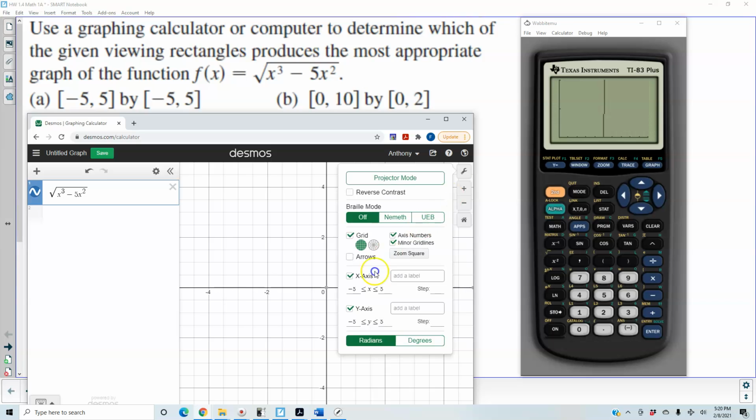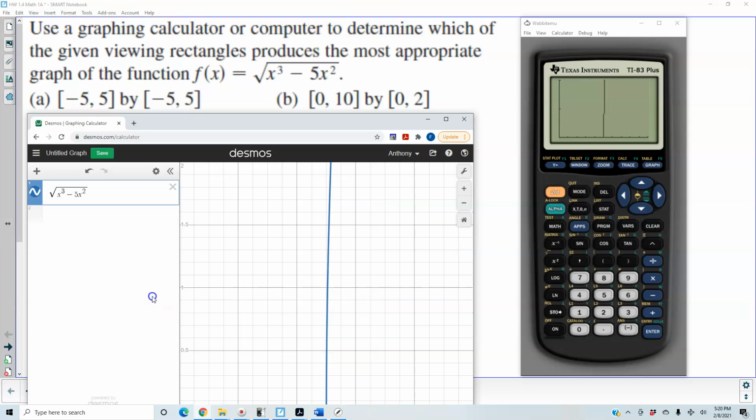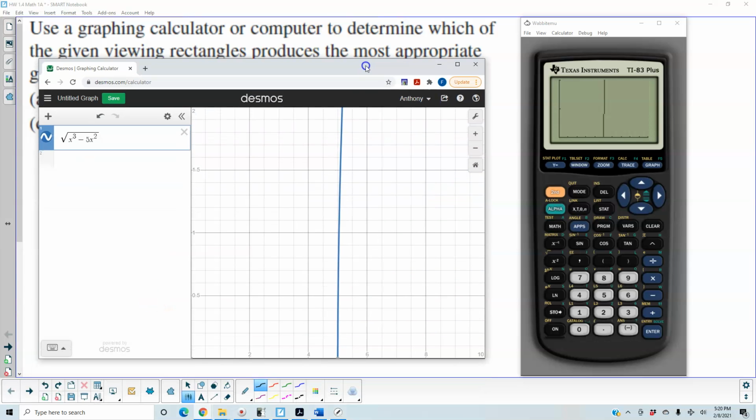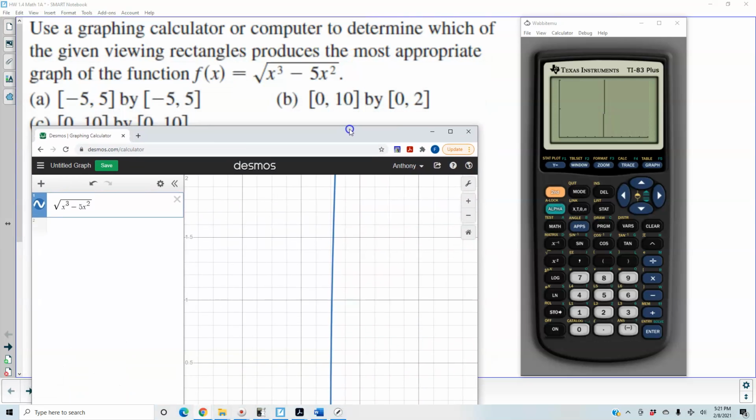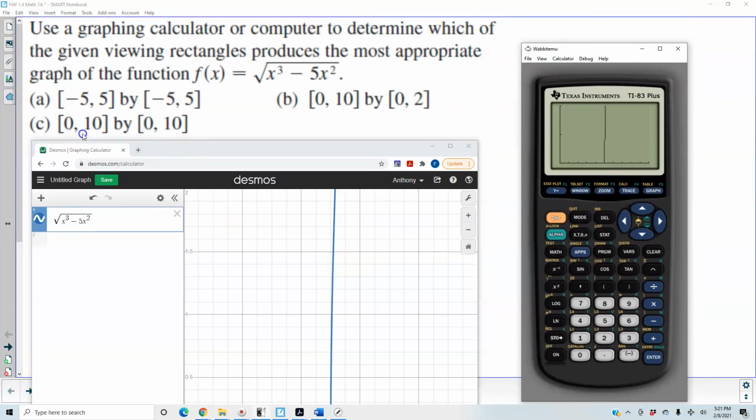Let's change the same thing in Desmos. So we're going to go from 0 to 10 on the x-axis, and then 0 to 2. And so there's what our graph looks like. So that is part B. Now let's try the viewing window for part C.